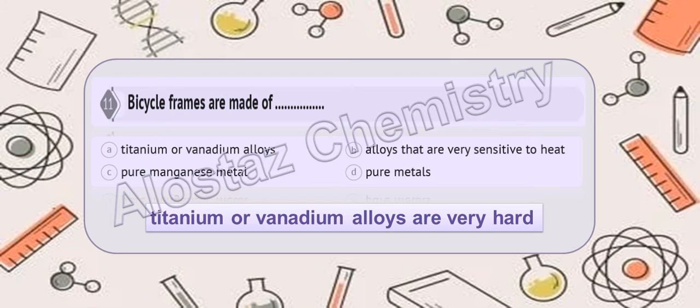Let's go to question 12. Our choice here is letter A, titanium or vanadium alloy.